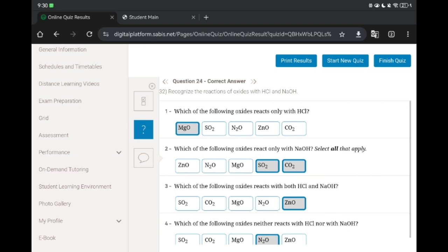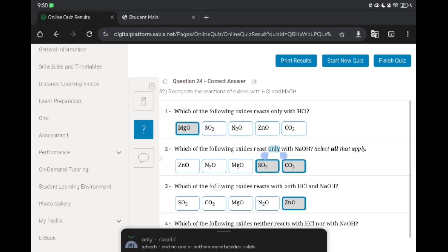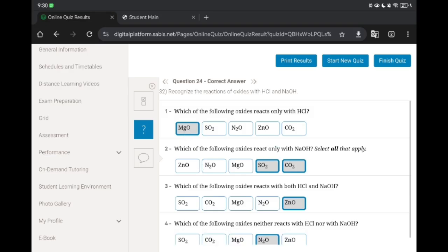Which of the following oxides react with only HCl? So which only react with an acid? Not which do, it's just which only. The basic ones. You have a basic one and an amphoteric one. Anybody else might be confused about which one to pick. Here it says reacts only with HCl. That means nothing else.